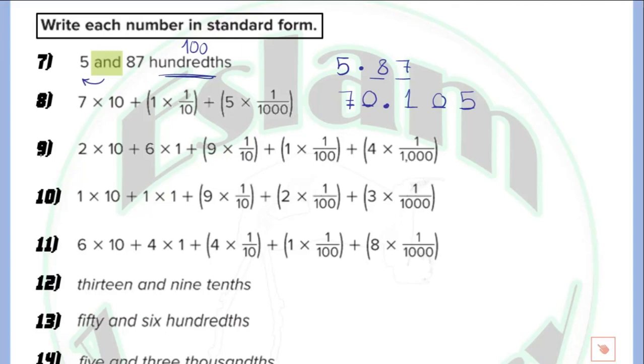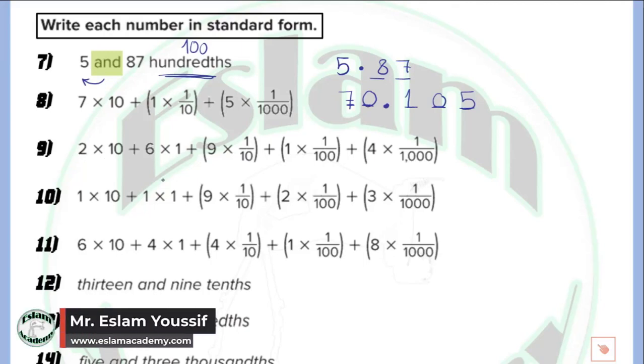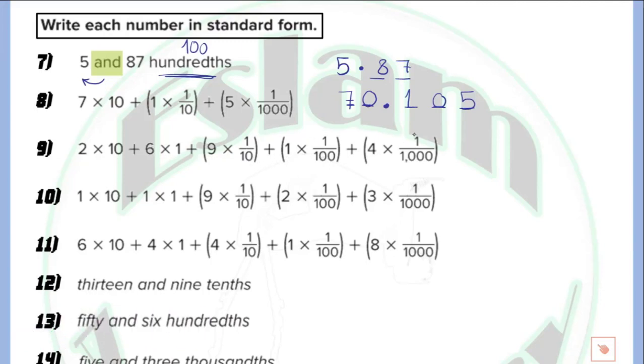In question number 9, we have the same. 2 times 10 plus 6 times 1 plus 9 times 1 over 10 plus 1 times 1 over 100 plus 4 times 1 over 1000. This form, as we said before, is called the expanded form. For the expanded form, we have a number in the whole part and a number in the decimal part. Just put the decimal point.